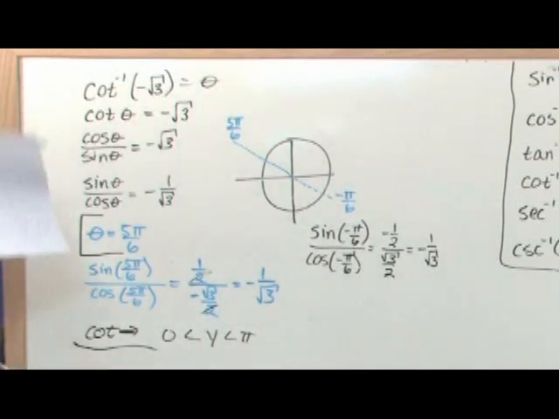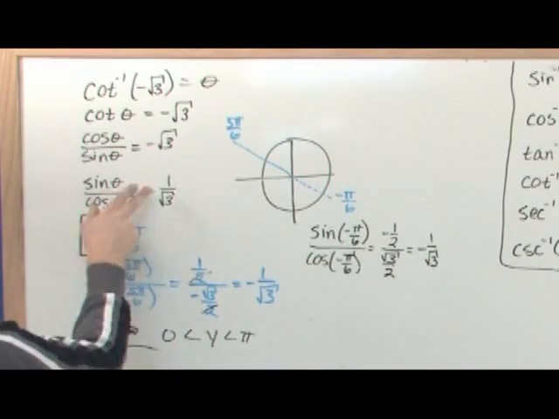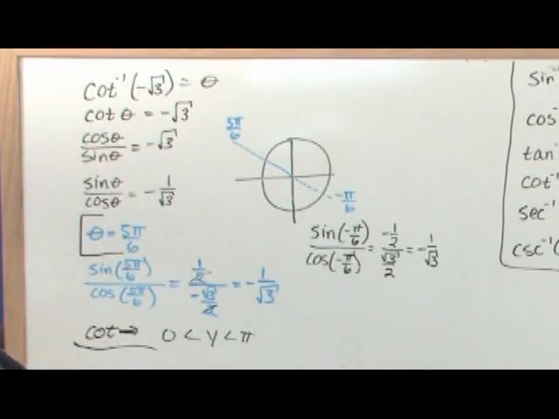Okay, so we started with cotangent, and we converted into sine and cosine, and I like to deal with sine over cosine, so I flip things over, and that's how we proceeded with that example.